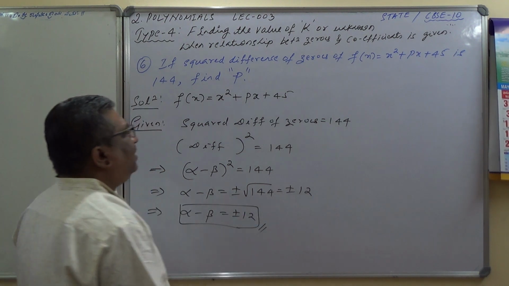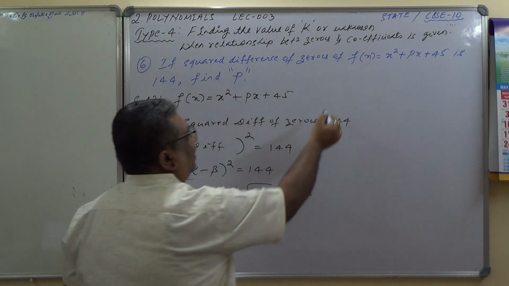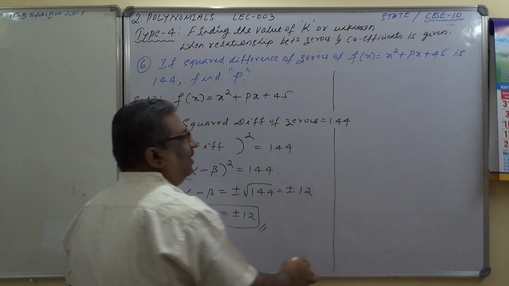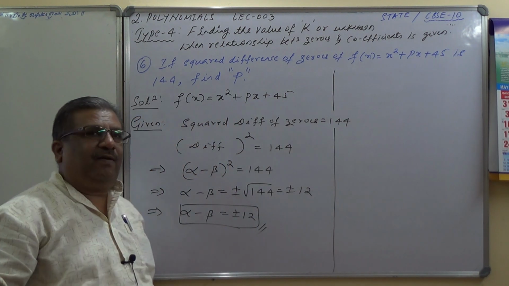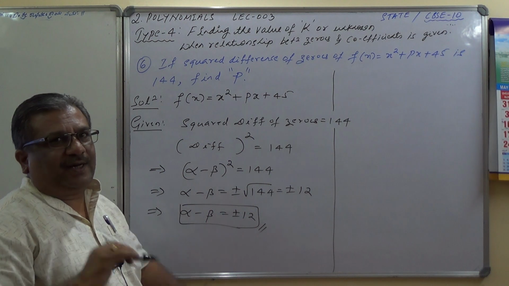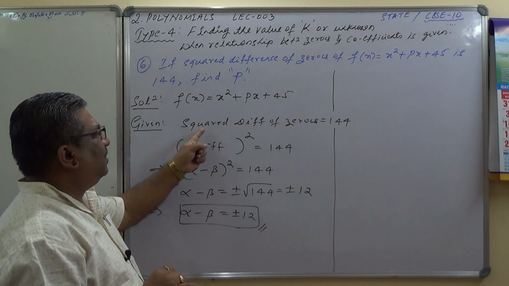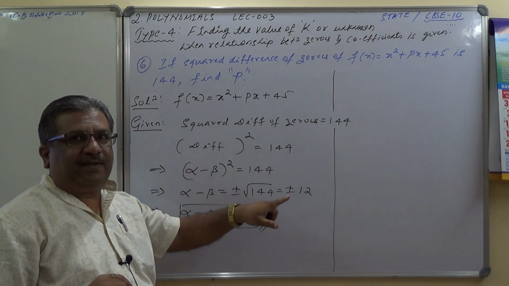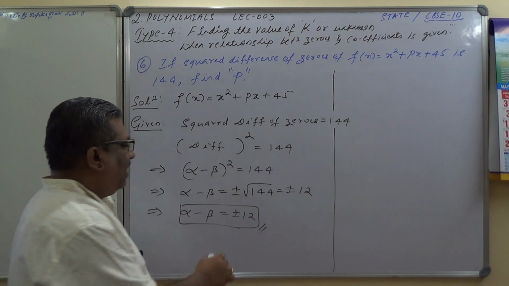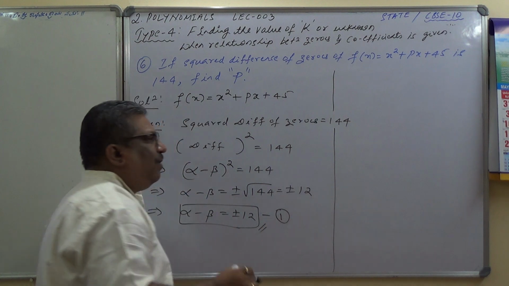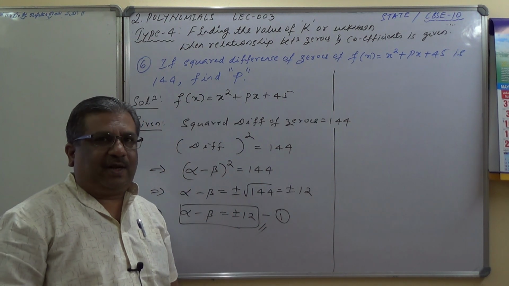But what is our objective? We have to find the value of p here. As I said earlier, whether it is required or not, you first find the sum of zeros and the product of zeros. I could have done that first, but I just wanted to highlight the square of the difference. Therefore, I wrote this one first and tagged it as 1.